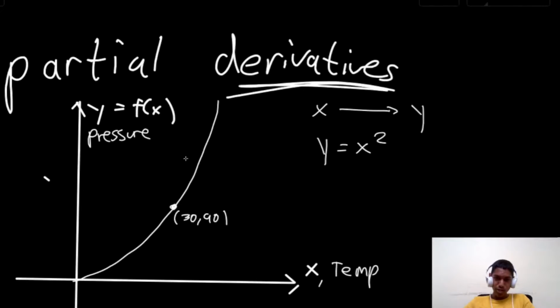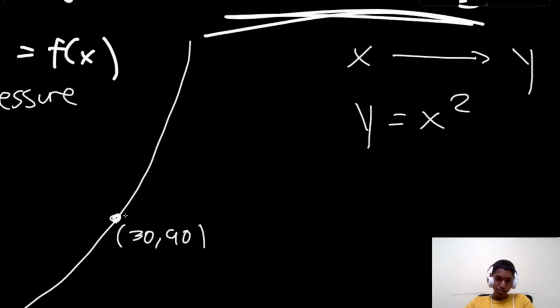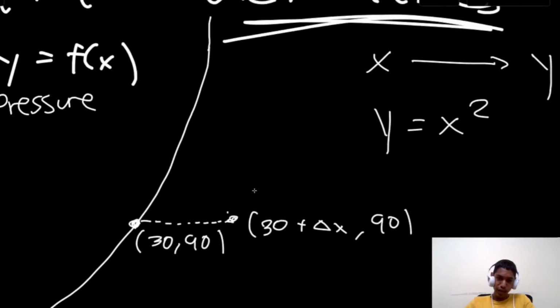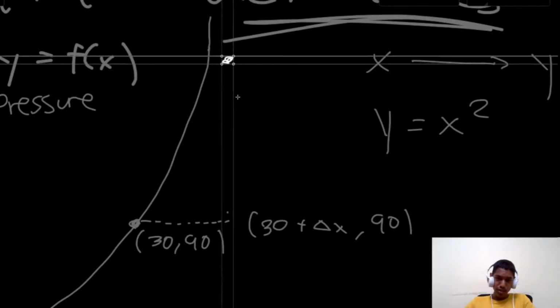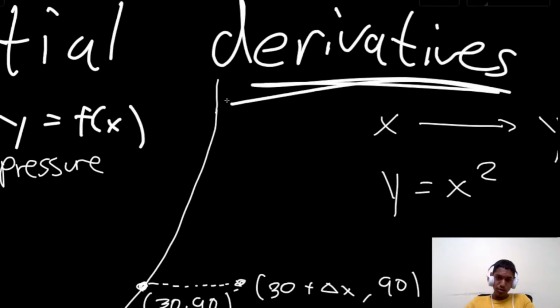So one question we ask is, how sensitive is the pressure to some change in temperature? In calculus, we go ahead and change the temperature a little bit. So you have 30, and you change it by a little bit, and this little bit is delta x, and then 90. And then you're off the curve. Oh no. So we move this point up however much we need to so that we meet the curve. Maybe we have to go all the way up here.